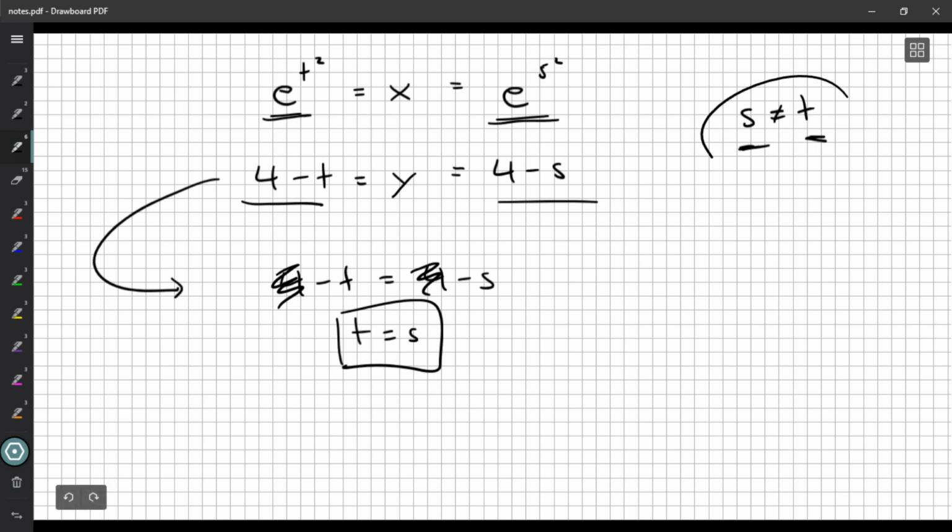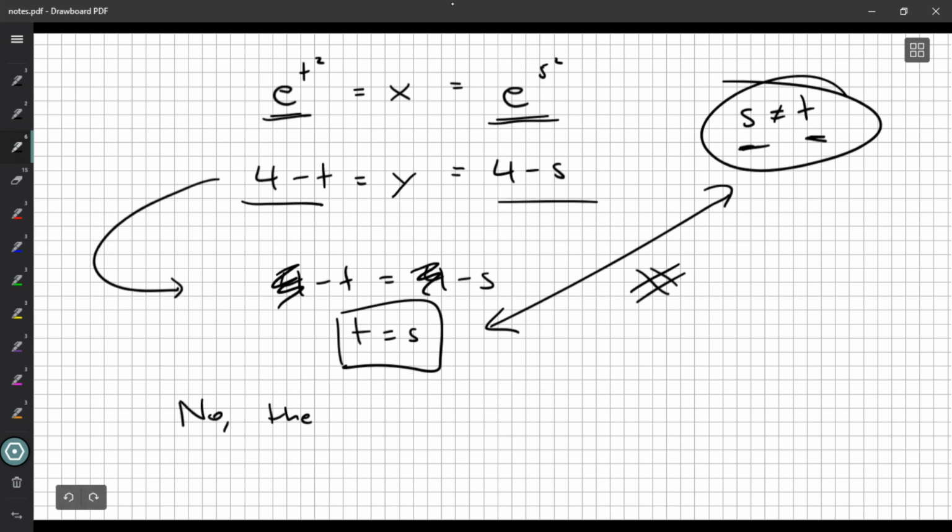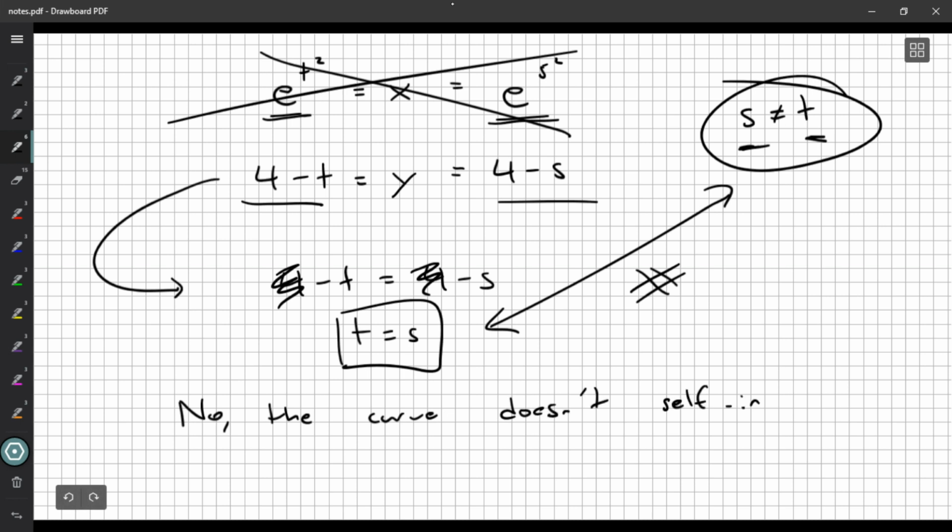Well, that's not what we want. S and t have to be different, and so this results in a contradiction. You can't have s and t be the same if we're asking for different values of the parameter that give the same point. So the answer is no. We don't even need to look at the x equation. Doesn't matter. You can't satisfy the second one without having the same value for s and t, which is what we're trying to avoid. So no, the curve doesn't self-intersect.